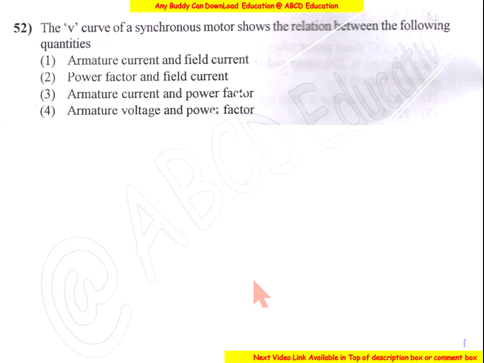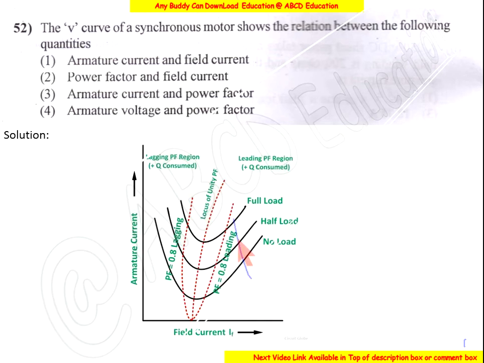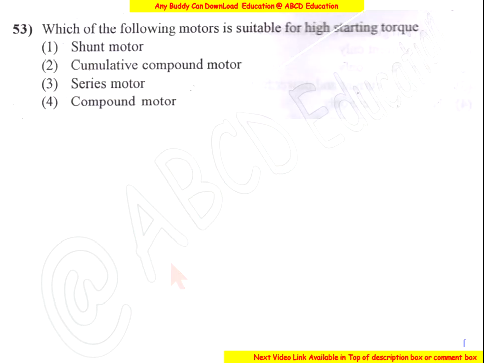Now come to question number 52. The V curve of a synchronous motor shows the relation between the following quantities. These are the options. Now come to the solution. We know that these V curves show the relation between the armature current and field current. So the answer is first. Now come to question number 53.